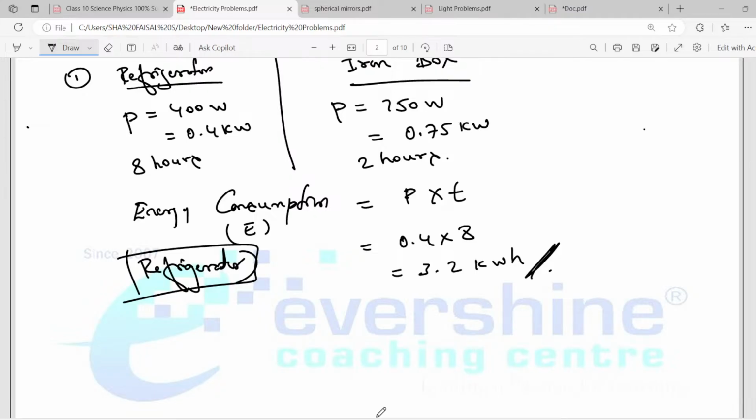So refrigerator power consumption is 3.2 kilowatt hour per day. And iron box, directly I'm writing here. Iron box, what is power? 0.75. For how many hours you are using per day? 2 hours. 0.75 into 2, you will be getting 1.5 kilowatt hour.